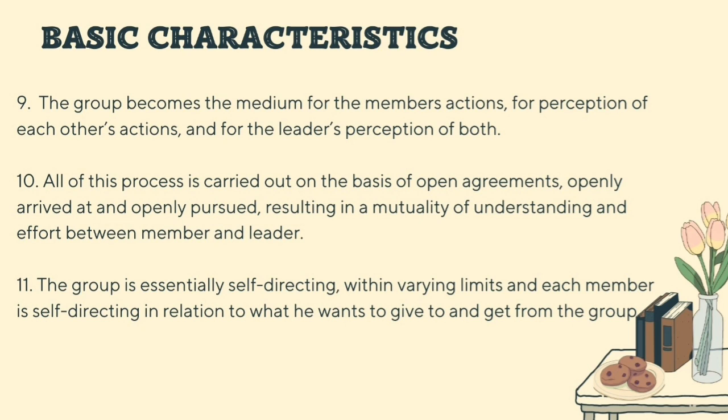Last basic characteristic. The group is essentially self-directing, within varying limits, and each member is self-directing in relation to what he wants to give to and get from the group. There is no intention to change anyone, for it is seen as each member's right to decide how to lead his life and to then benefit or suffer from the consequences. Human beings are assumed to be free, responsible, and capable of self-realization, an assumption that has no empirical data to prove or disprove it, but one that is simply accepted by the social work profession.